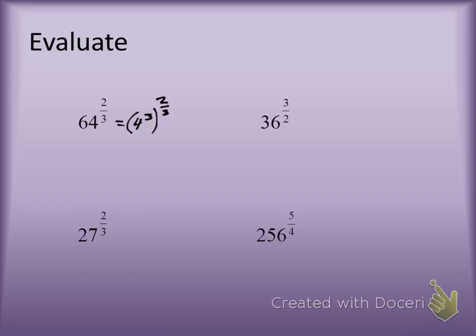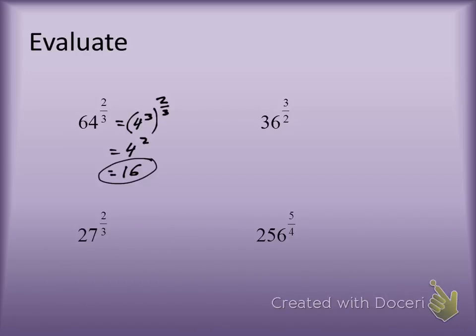And you still multiply the powers together, except this time, the result's not going to be 1. It's going to be something else. So what's 3 times 2/3? 2. So now you rewrite it as 4 squared, which leaves you with 16.